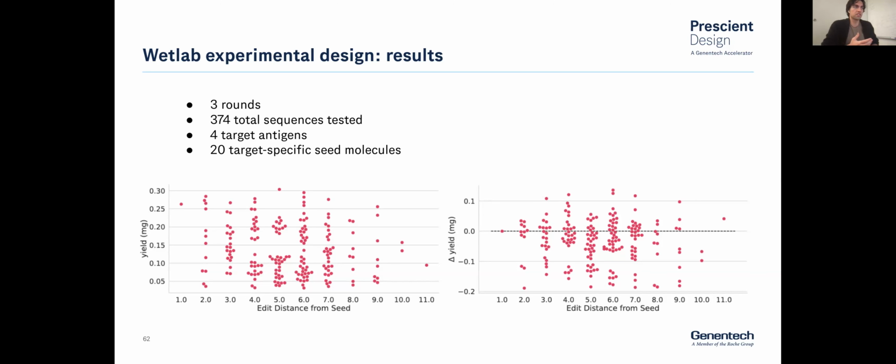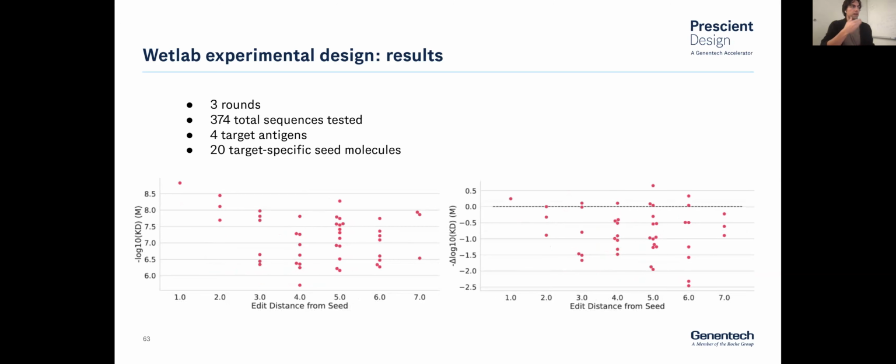The other thing that's nice to see is that some of the sequences did actually improve the observed yield, although obviously for the ones that are close to zero, there's probably some observation noise here, and so you want to be careful about exactly how many. You'd have to run more replicates to determine exactly how many improved on average.